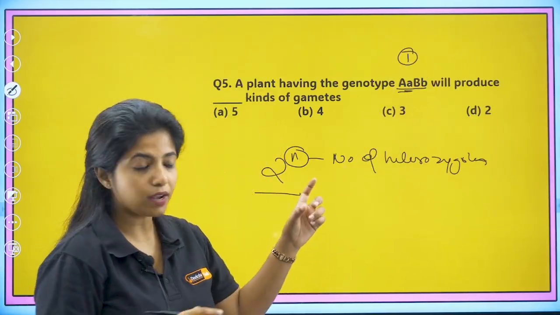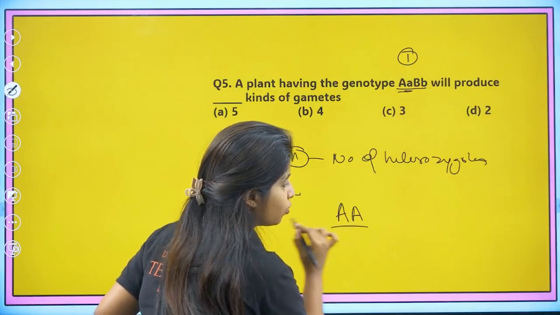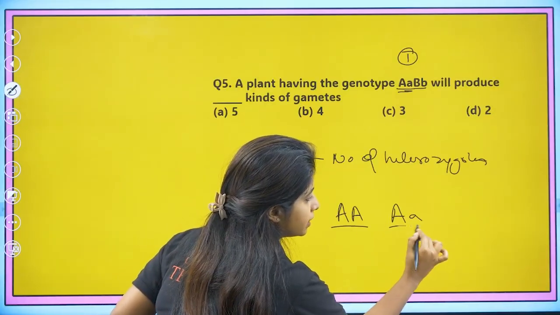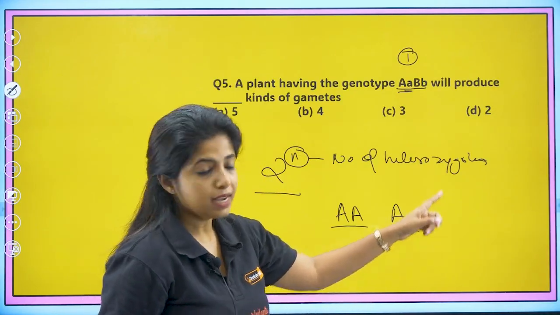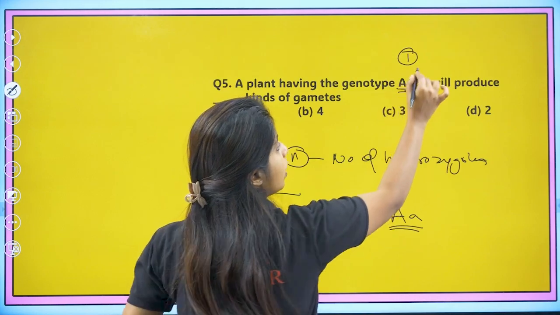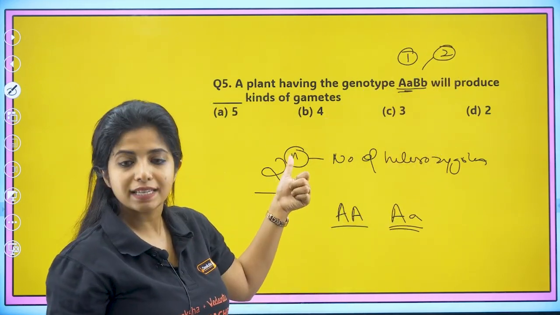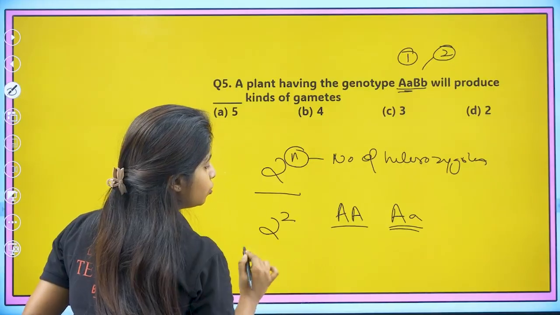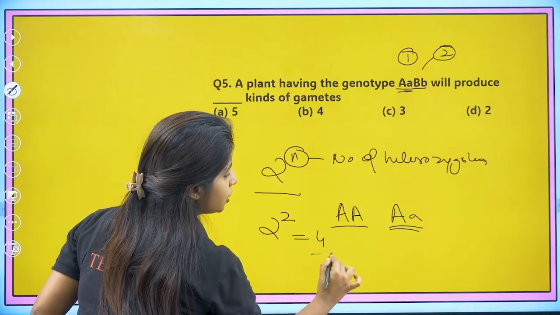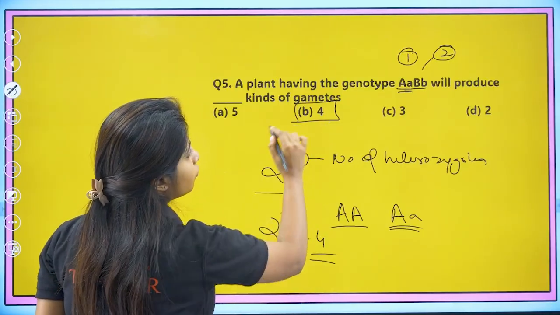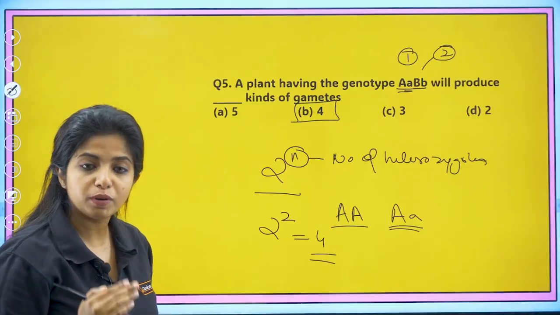Here, capital A small a is one such heterozygote, because the two alleles are different; the other condition would be known as homozygote. Similarly, capital B small b is another heterozygote. So you replace n with 2. 2 raised to the power 2 is 4. So your answer is 4: four different types of gametes are going to be produced.